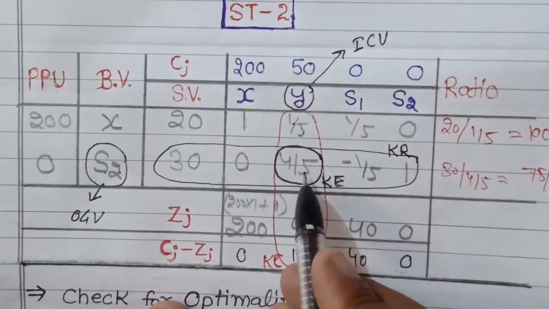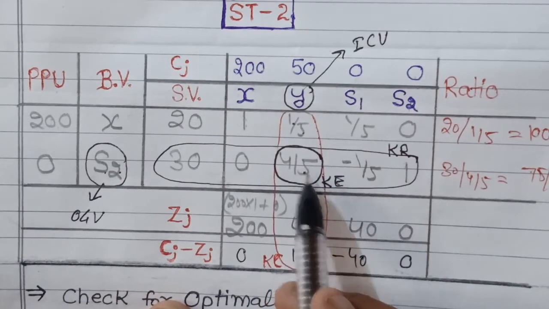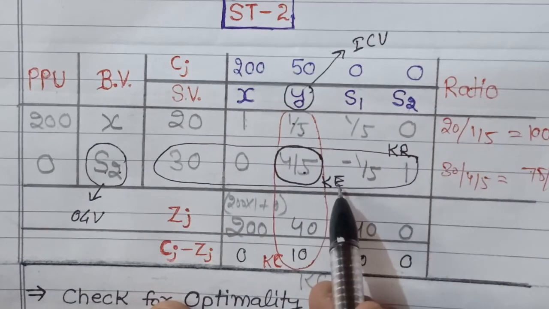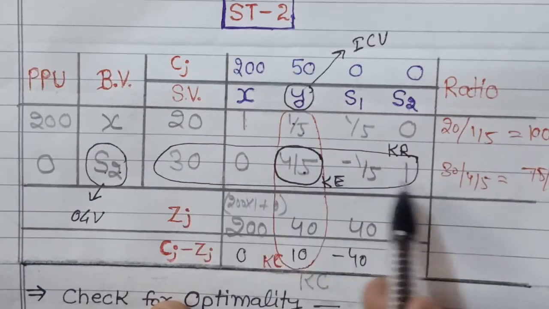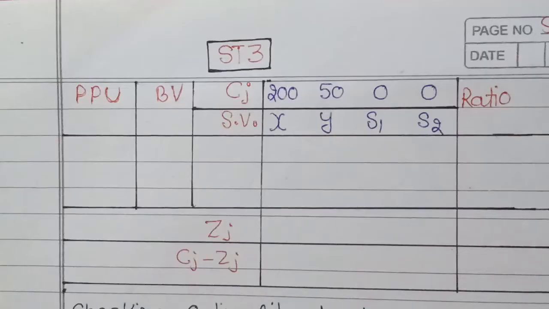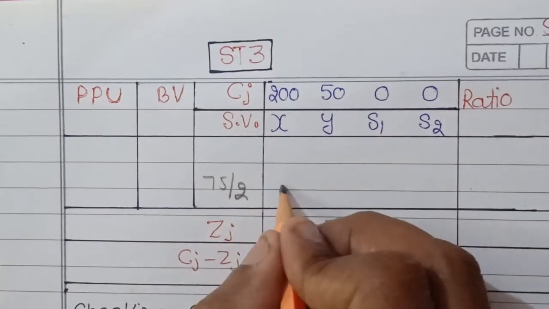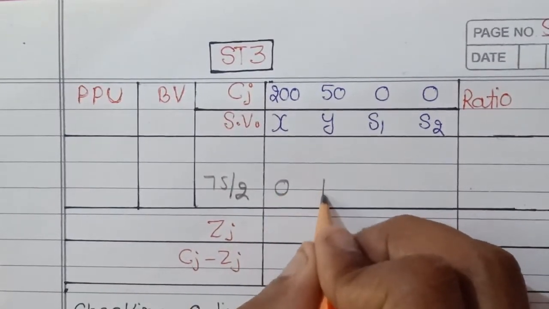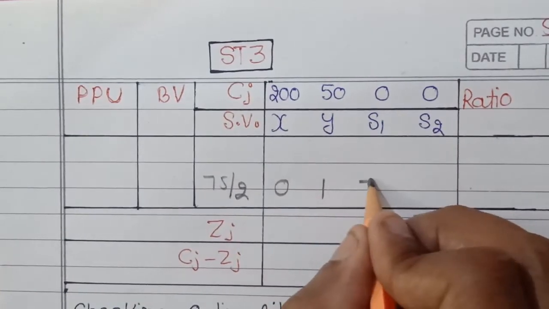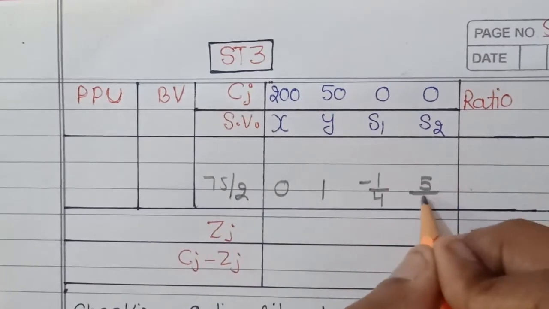Now if you see here, this is the key element and we have to make it unity. For making this element unity, we have to divide all the elements of this row by this key element. If you divide all these elements of this row by 4 by 5, we will have the value 75 by 2, then 0, then this will be the key element, which has now been converted to unity. This value will be minus 1 by 4 and this value will be 5 by 4.